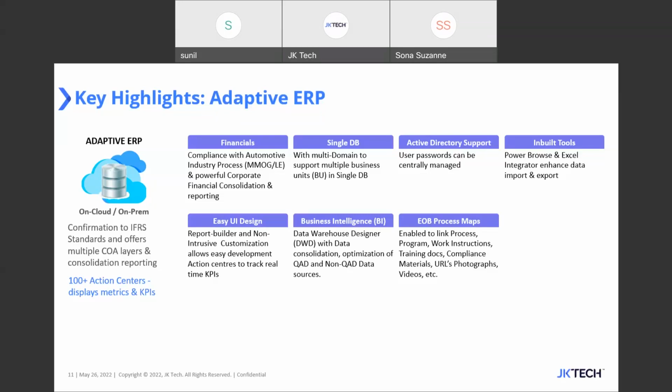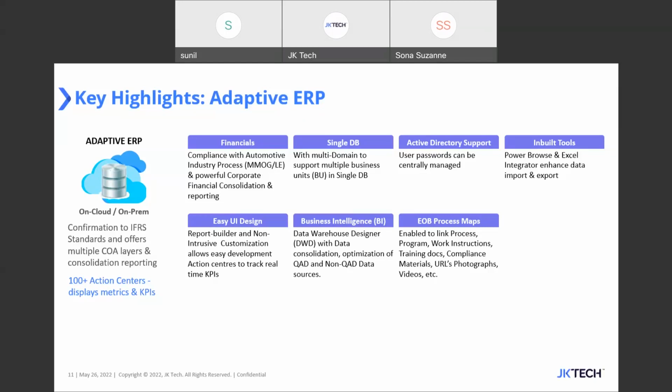So adaptive ERP, especially on cloud, conforms to the international financial reporting standards. It is compatible and compliant with automotive industry processes. You can have a single database, right? Earlier, in the older versions, there was a need to have multiple databases. The governance becomes difficult, and definitely there is an added cost to that. But in a cloud ERP solution, you can have a single database.